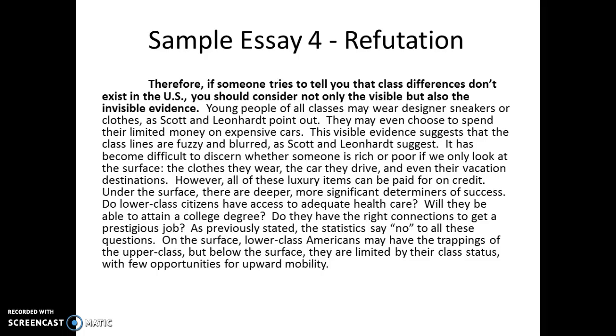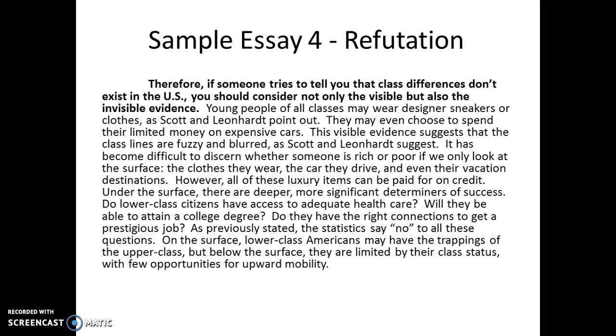Therefore, if someone tries to tell you that class differences don't exist in the U.S., you should consider not only the visible but also the invisible evidence. Young people of all classes may wear designer sneakers or clothes, as Scott and Leonard points out. They may even choose to spend their limited money on expensive cars. This visible evidence suggests that the class lines are fuzzy and blurred, as Scott and Leonard suggest. It has become difficult to discern whether someone is rich or poor if we only look at the surface, the clothes they wear, the car they drive, even their vacation destinations.